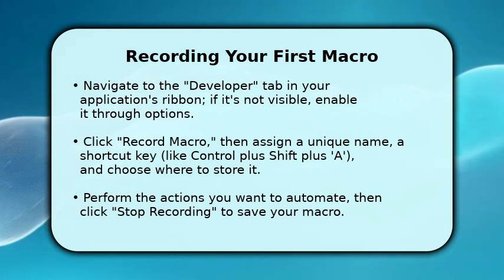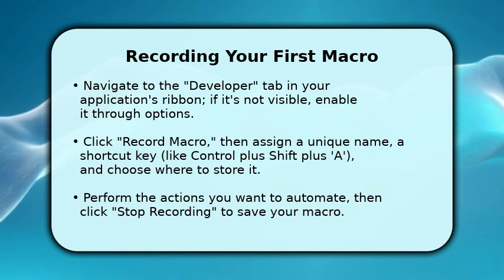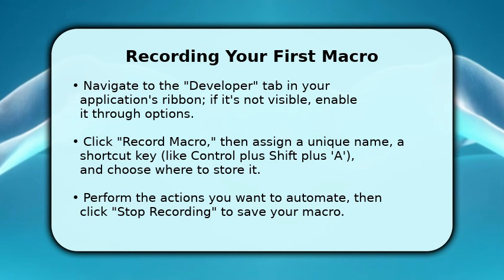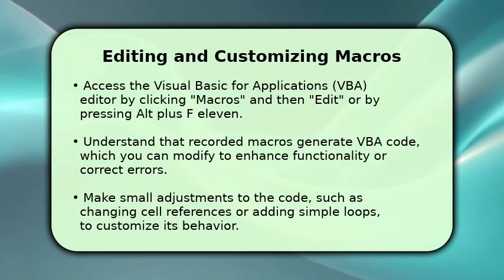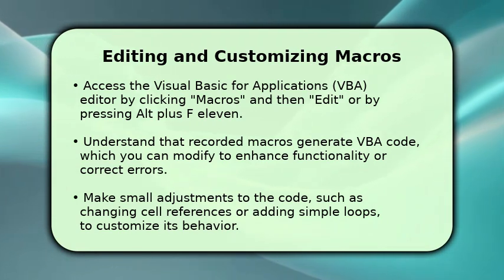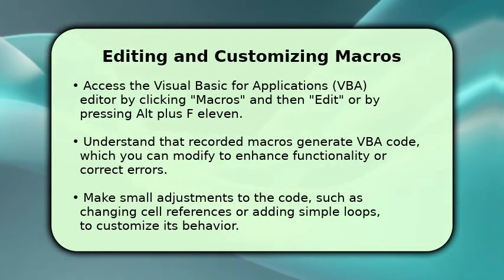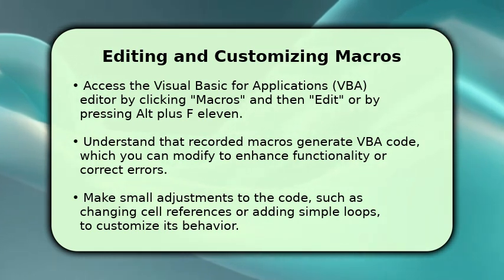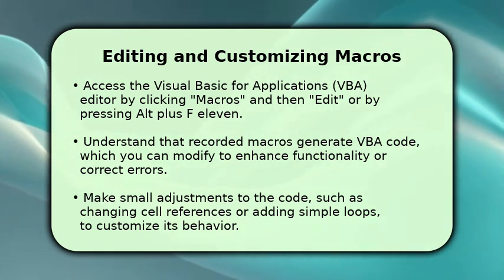Once you start recording, perform your desired actions, and when finished, simply click Stop Recording. It's that straightforward to capture a sequence of operations. After recording, you might want to refine your macro. You can access the Visual Basic for Applications or VBA editor by pressing Alt+F11. Here, you'll see the code generated by your recording.